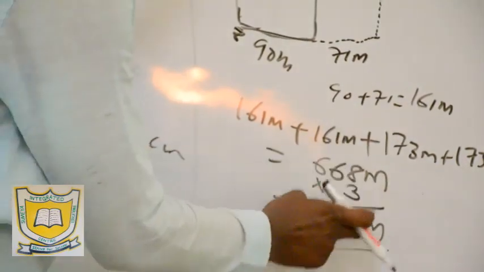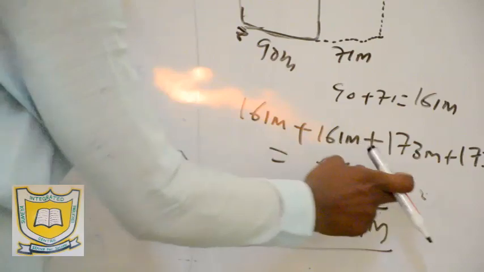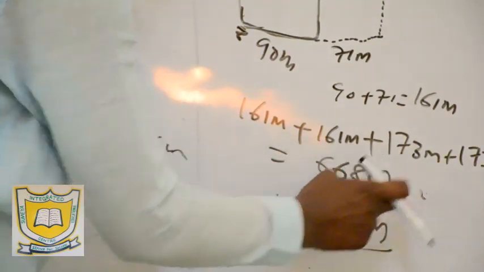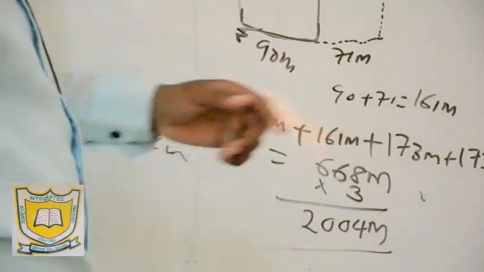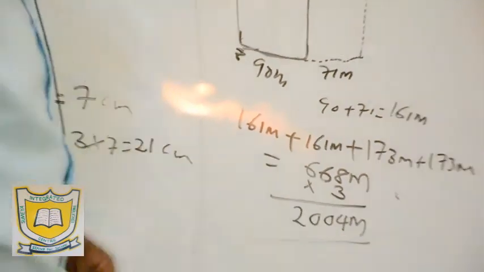So 8 times 3, 24 carry 2. 18, 19, 20, 0 carry 2, 18, 19, 20. That's how we do that figure. That is the length of the wire.